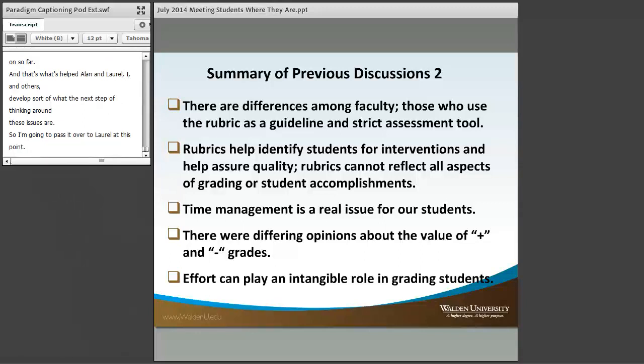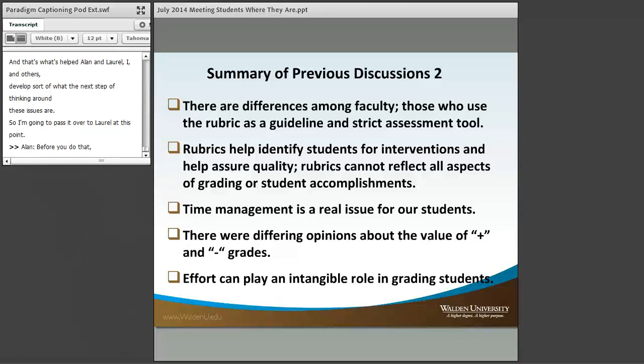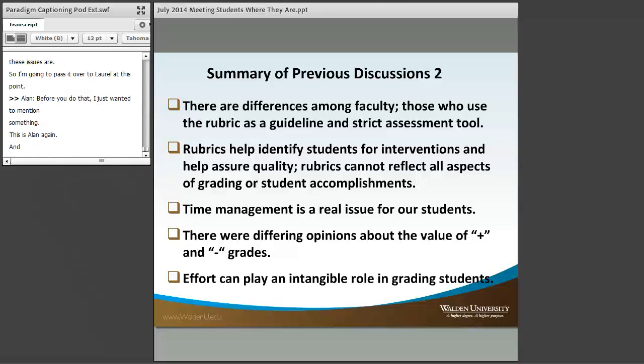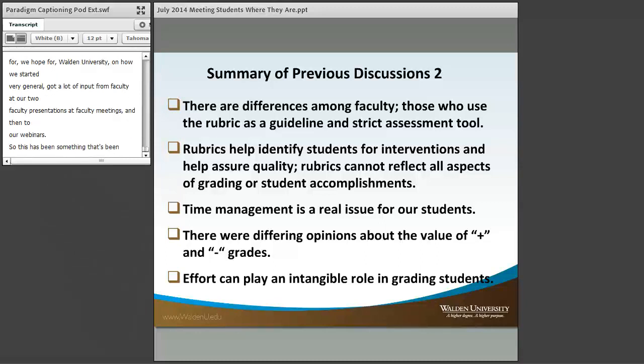Before you do that, I just wanted to mention something. This is Alan again, and this has been an evolutionary process for us and, we hope, for Walden University. We started very general, got a lot of input from faculty at our two faculty presentations at faculty meetings, and then through our webinars. So this has been ongoing for the last year, and we hope that we've come up with something that will really help faculty be able to work with all their students.